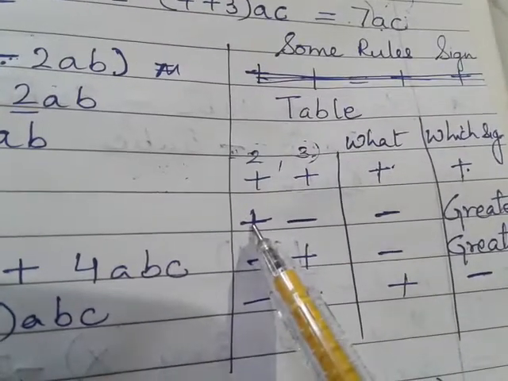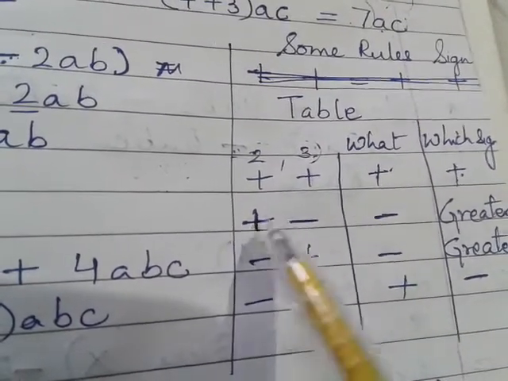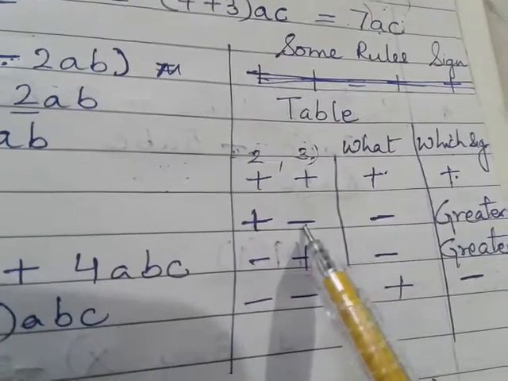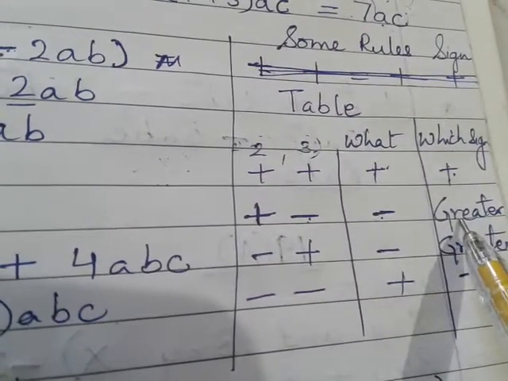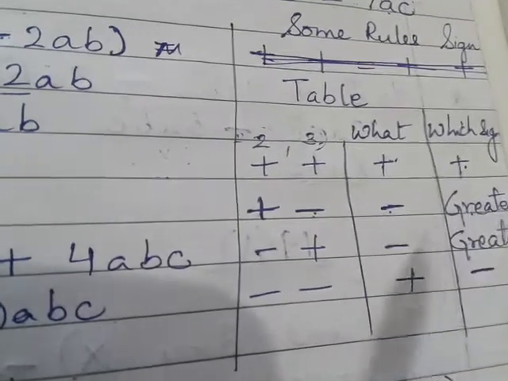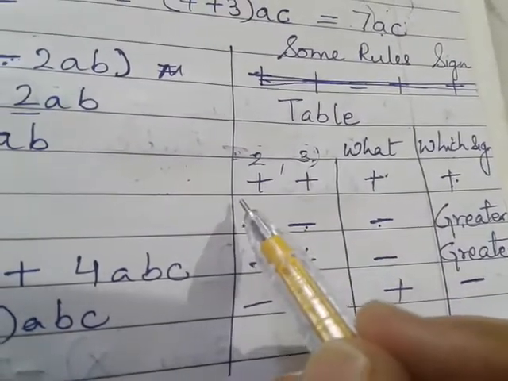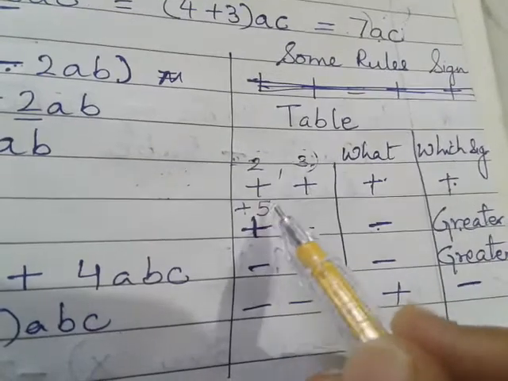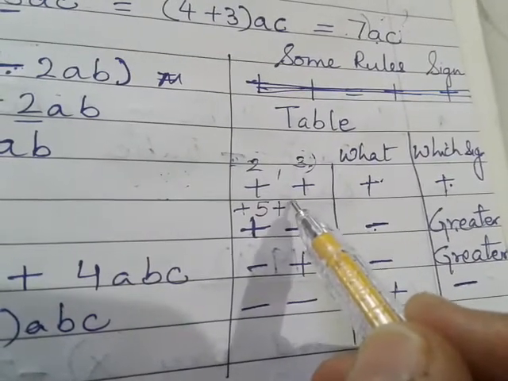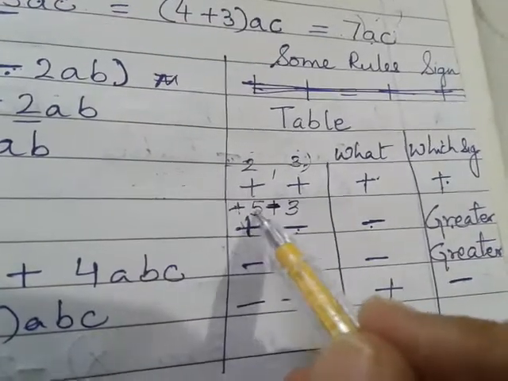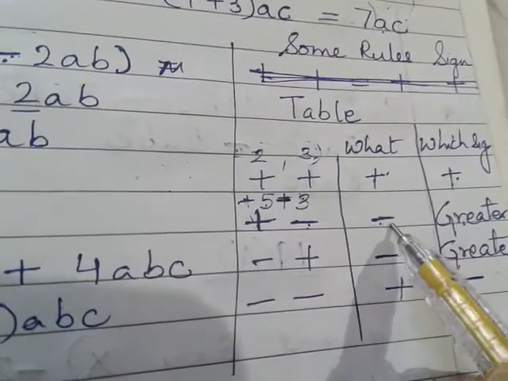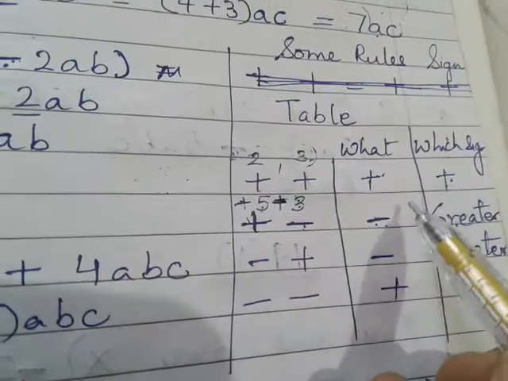If one number is plus and the other number is minus, what should I do? I should subtract. And which sign? The number which is greater, I have to adopt its sign. For example, plus 5 minus 3. Now you see, plus 5 minus 3. What should I do? Subtract. So 5 minus 3 is 2.